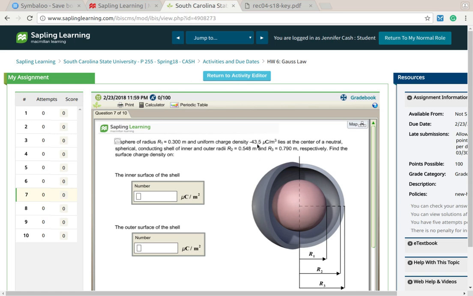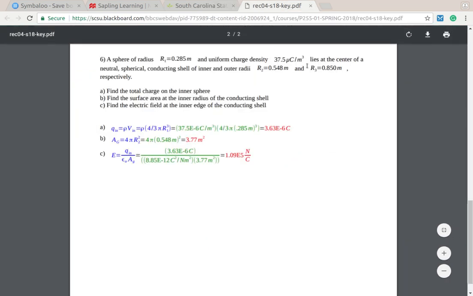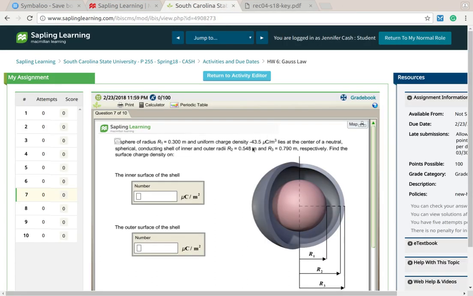And this problem may have different numbers than what we had in our problem we did in recitation. So for example, this one in recitation was a positive charge density, and this randomized one has a negative charge density. That's going to affect the direction of the field. And depending on whether the field is going out or in, when it hits that surface is going to depend on whether you get a positive or a negative charge distribution. So I want you to keep that in mind as you're solving the problem.